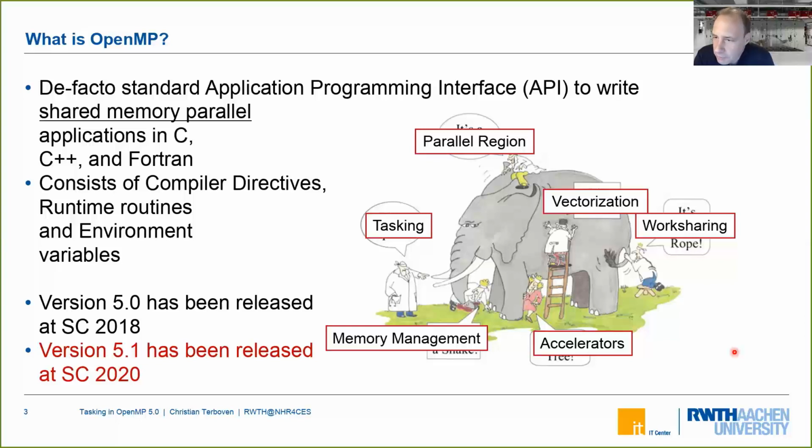And we still have the parallel region and the work sharing, but this has been complemented with support for SIMD or vectorization, whatever you might want to call it. We have tasking, which this talk will be about, for irregular programming, for example, or irregular code structures. We have accelerators, that means support for GPUs, FPGAs, and so forth. We have memory management that supports the programmer in dealing with different kinds of memories, and so forth.